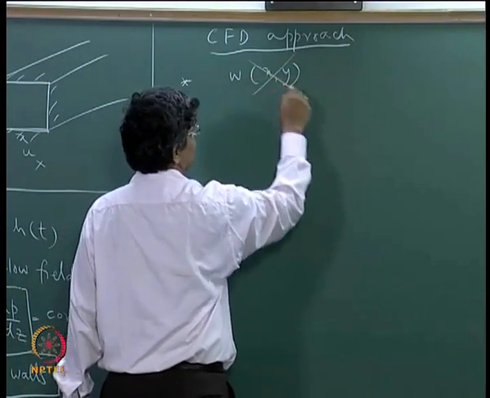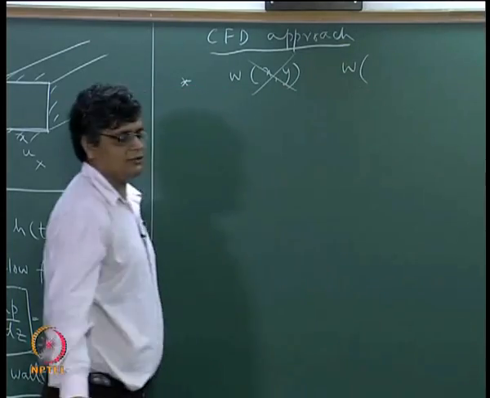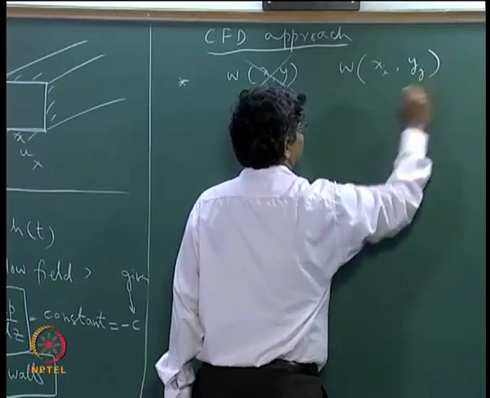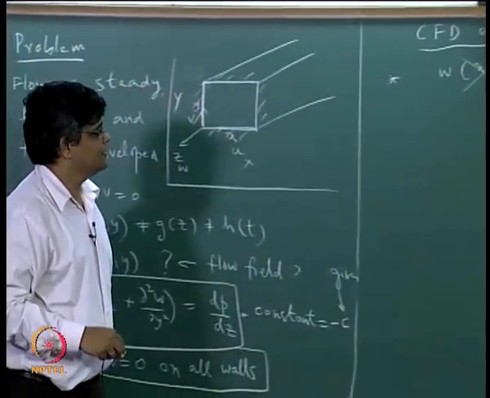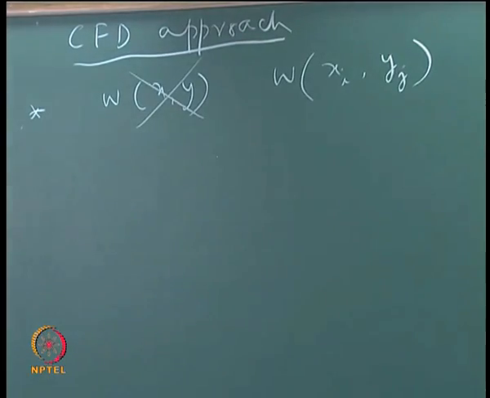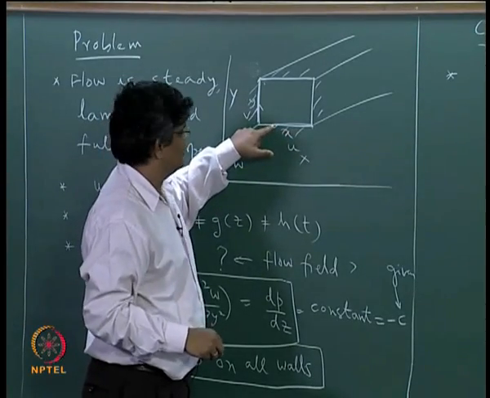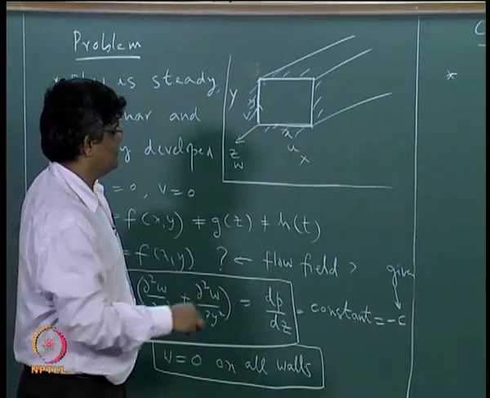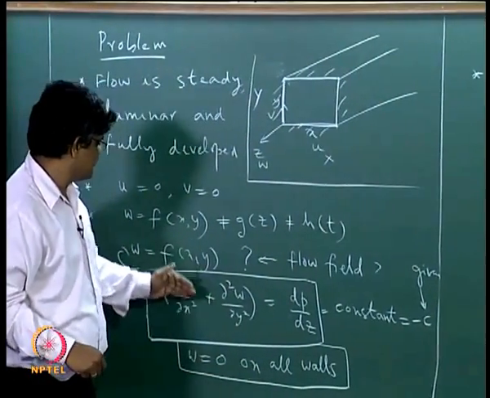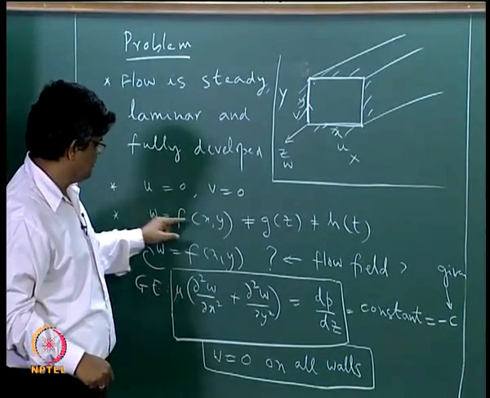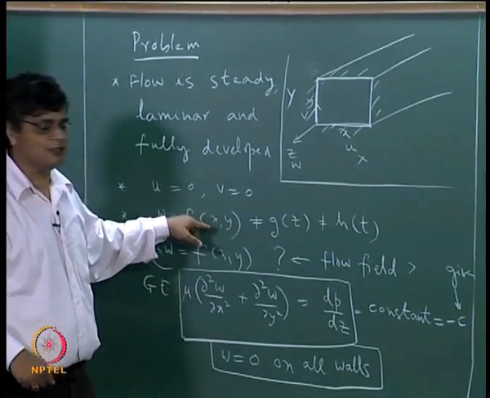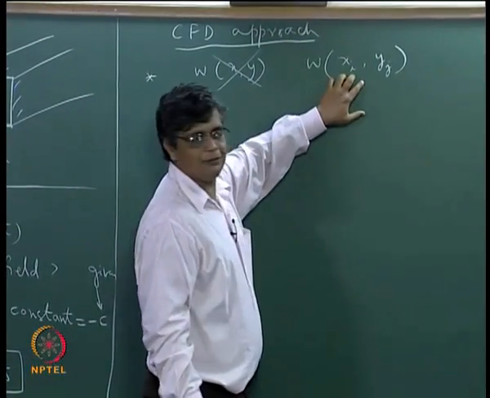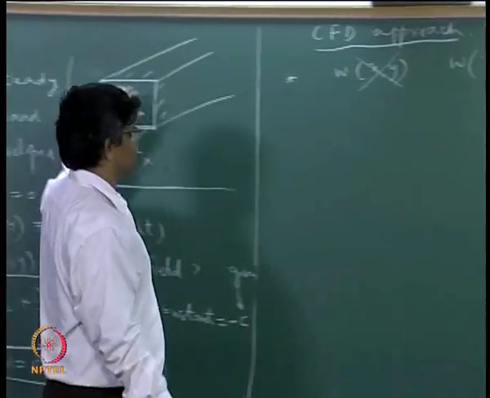Instead of that, we give the value of w at, loosely speaking, xi, yj, where xi and yj are the coordinates of points which are spread within the computational domain. So instead of seeking a solution of w as a function of x and y, which are continuously variable, we are giving a solution of w at discrete points which are spread throughout the domain.